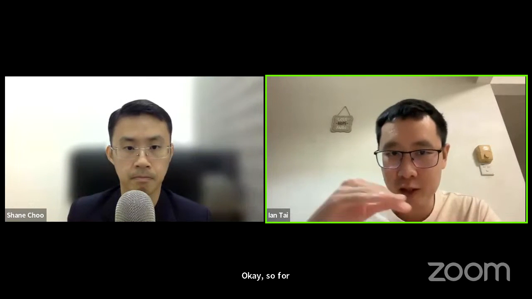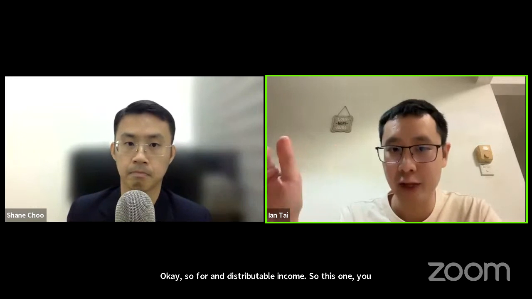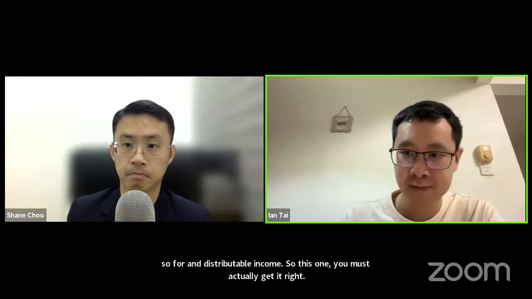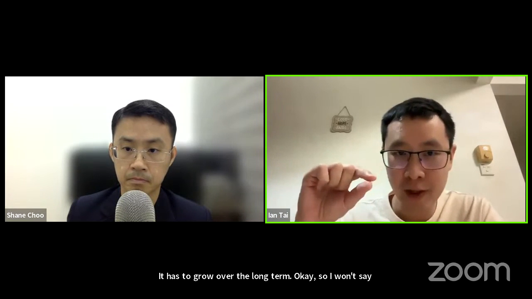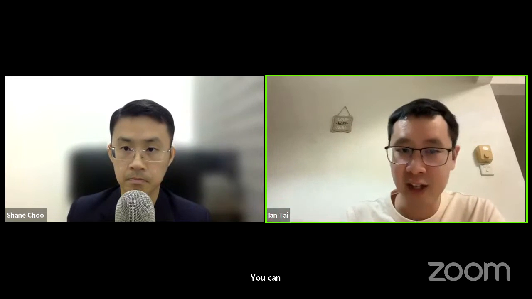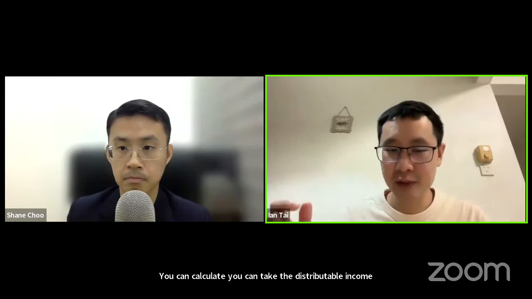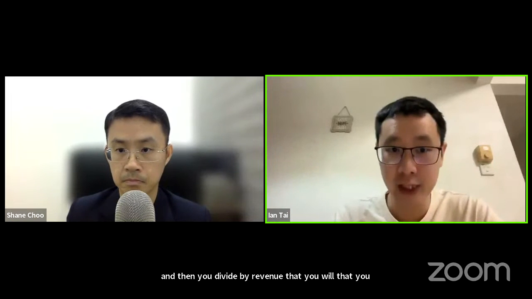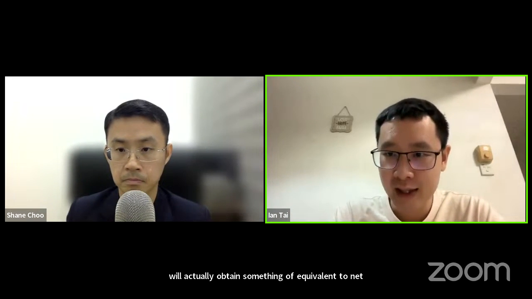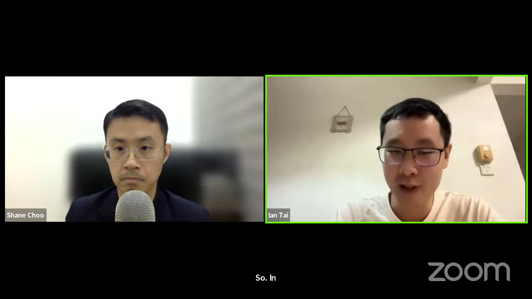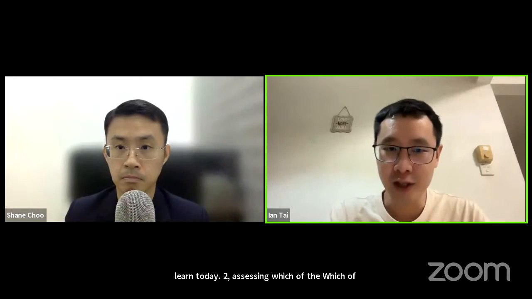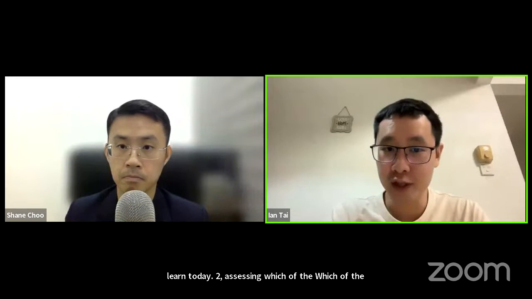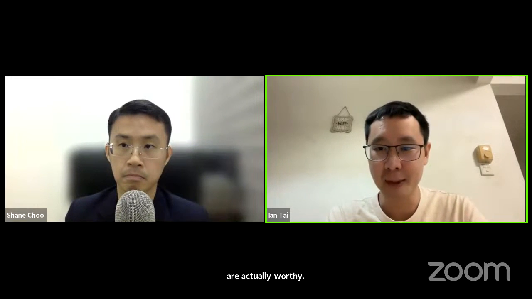Okay, so for REITs, first one is distributable income. So this one, you must actually get it right. It has to grow over the long term. I won't say there's a specific ratio. You can take the distributable income and divide by revenue. That will give you something equivalent to net profit margin already. So in that sense, you can apply whatever you learned today to assessing which REITs are worthy to be considered for your investment.